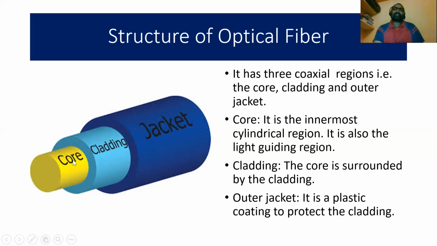Next one is cladding. The core is surrounded by the cladding. The purpose of cladding is to maintain a rarer medium. So to satisfy the condition of total internal reflection, core is a higher refractive index region and the cladding is a lower refractive index region. Next one is outer jacket. The whole and sole purpose of the outer jacket is to give mechanical strength for the core and cladding.